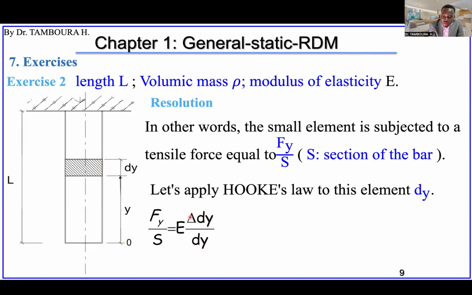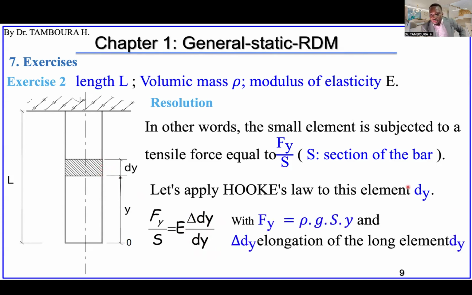So delta dy divided by dy is the strain here, the variation in the length divided by the original length, which is dy. So the F here, the force acting, as I told you, will just be the weight of the bar. If we are at this position, the weight of the part of this bar under this position will be acting on this element. So we have to calculate the weight.